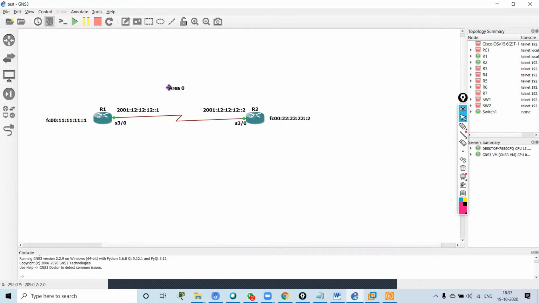This is my IP addressing scheme. In the LAN of R1, I'll be using FC00:11:11:11:1.